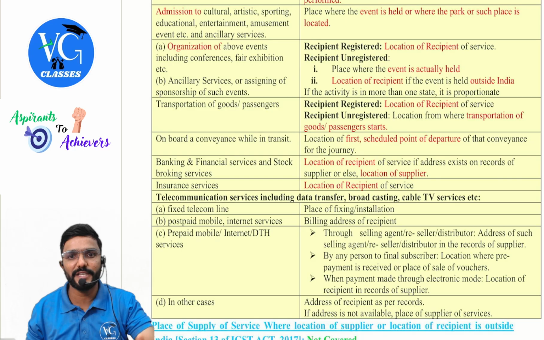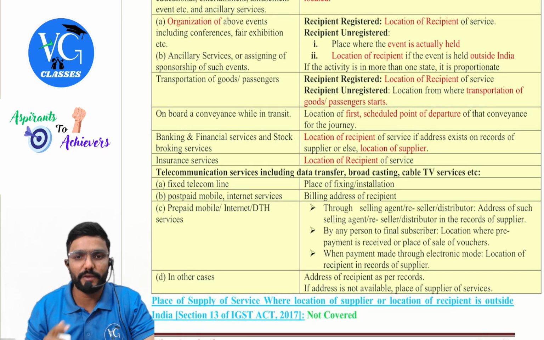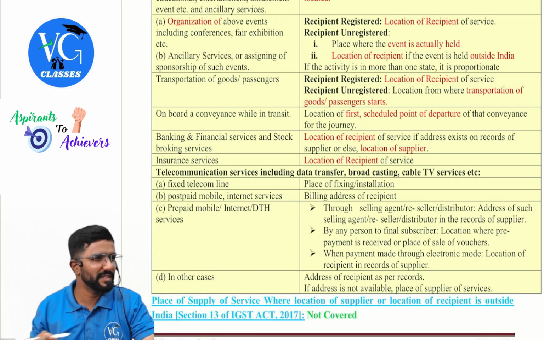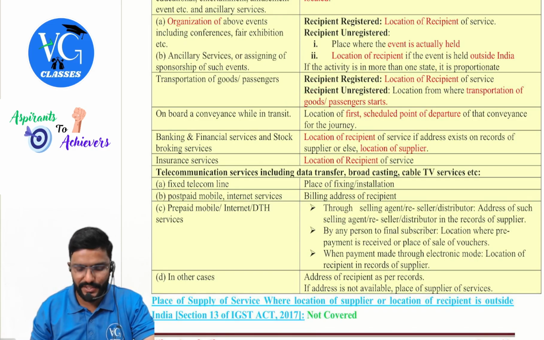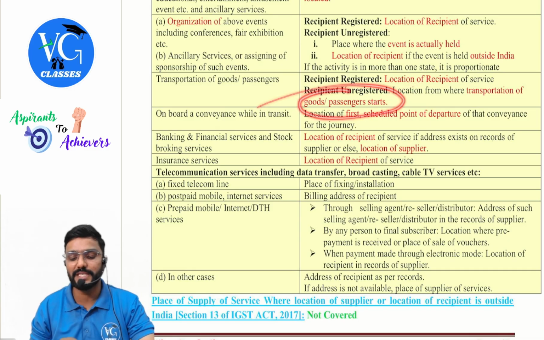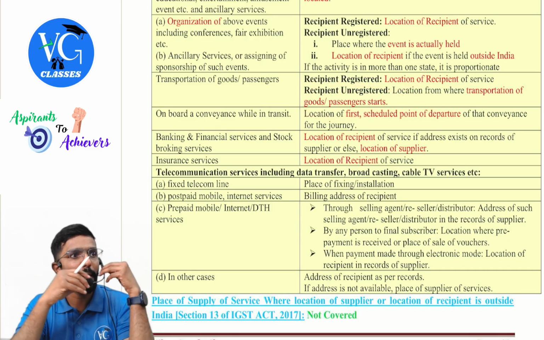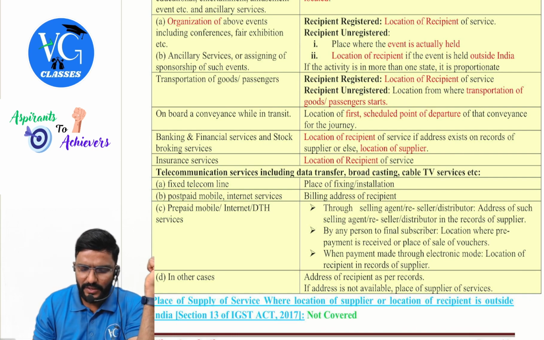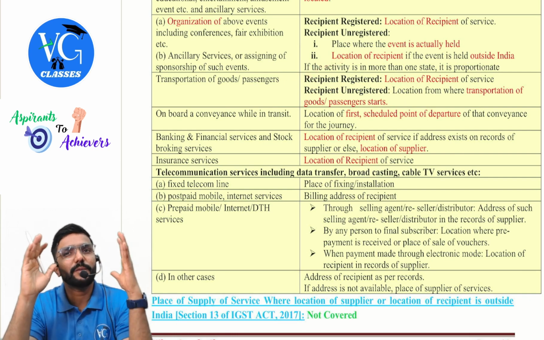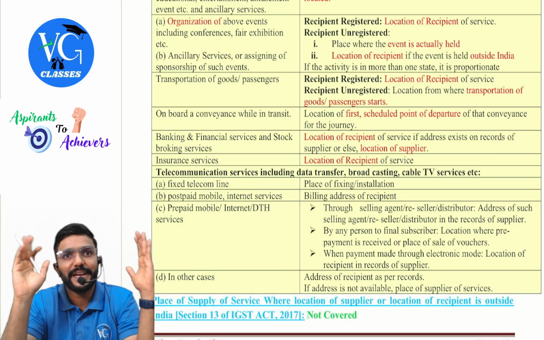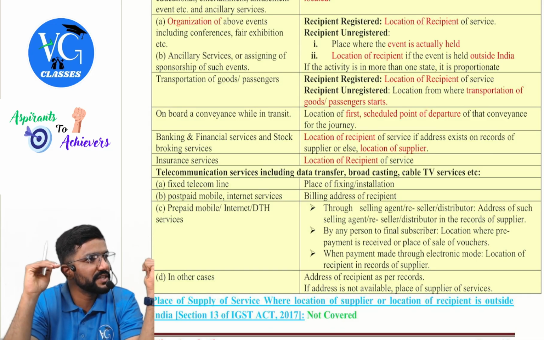Transportation of goods and passengers. Recipient is registered: location of recipient. Recipient is unregistered: normally these people will not be registered, that is the passengers. In that case, the location from where the transportation of goods or passengers starts, embarks, or the journey starts. Sir, when will they be registered? When corporates are booking the tickets. For example, companies sometimes book tickets for their employees, especially for official travel.